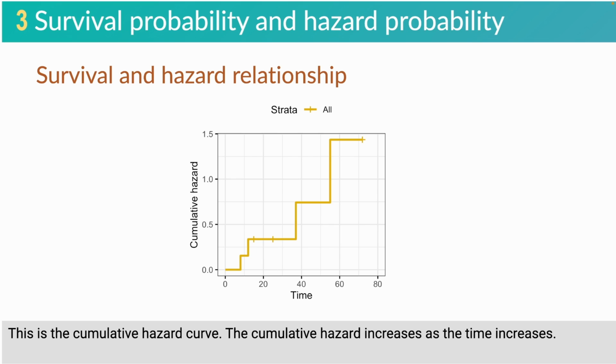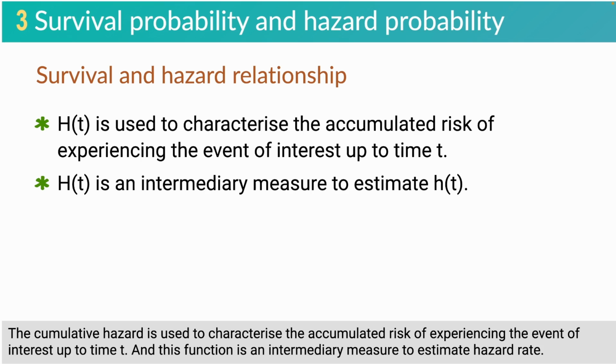This is a cumulative hazard curve. The cumulative hazard increases as the time increases. The cumulative hazard is used to characterize the accumulated risk of experiencing the event of interest up to time t, and this function is an intermediary measure to estimate hazard rate.